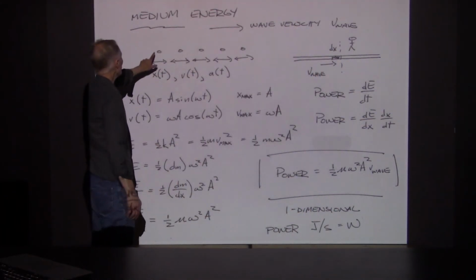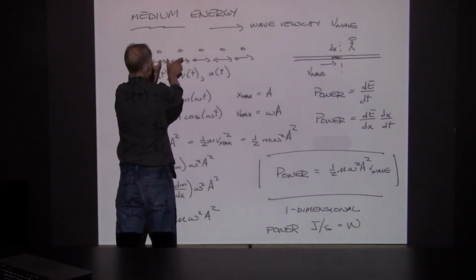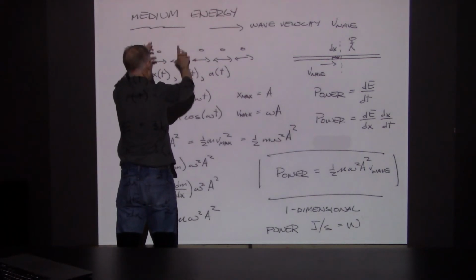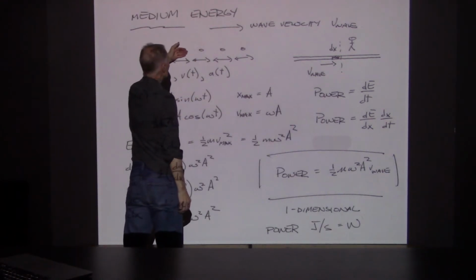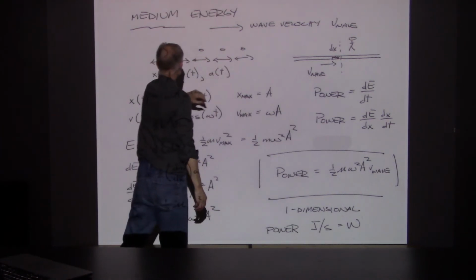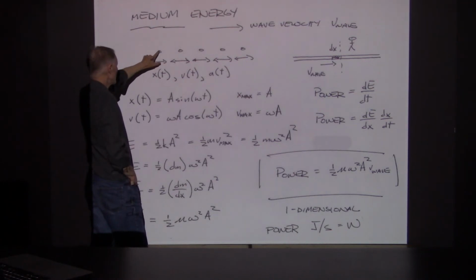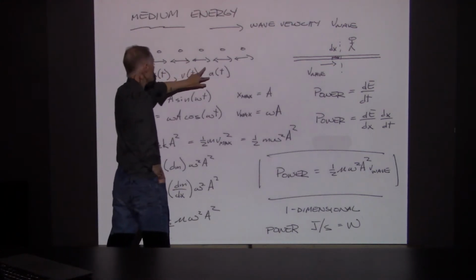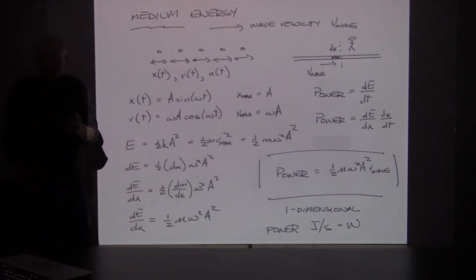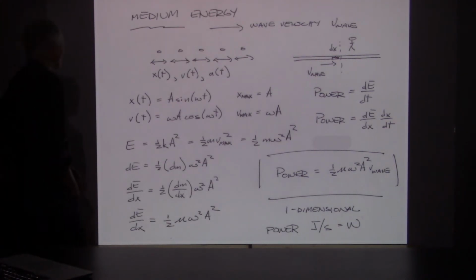So here we go. Here are individual pieces along that wire, and they're all oscillating back and forth, or maybe they're going sideways. Either way works. I'm going to treat this as, I guess I got it set up as a compression. So what we can do then is write down formulas for the position of the medium as a function of time, the velocity as a function of time, and the acceleration. In fact, we did that last chapter. This is chapter 14. These are oscillations.